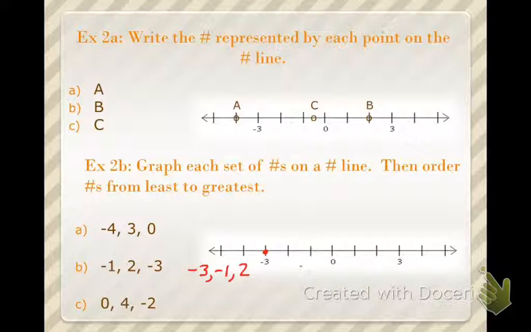And then you'll do another one. I'll do it in a different color, green. So you'll have 0, 4, negative 2. And you'll write it in order again: negative 2, 0, and 4. All right, remember these are all worth 6 points each, so you don't want to forget to do them all.